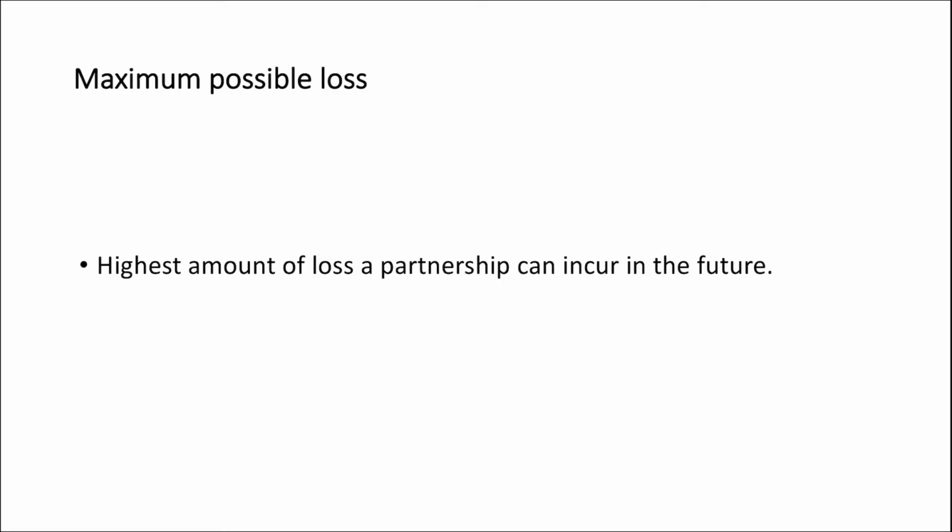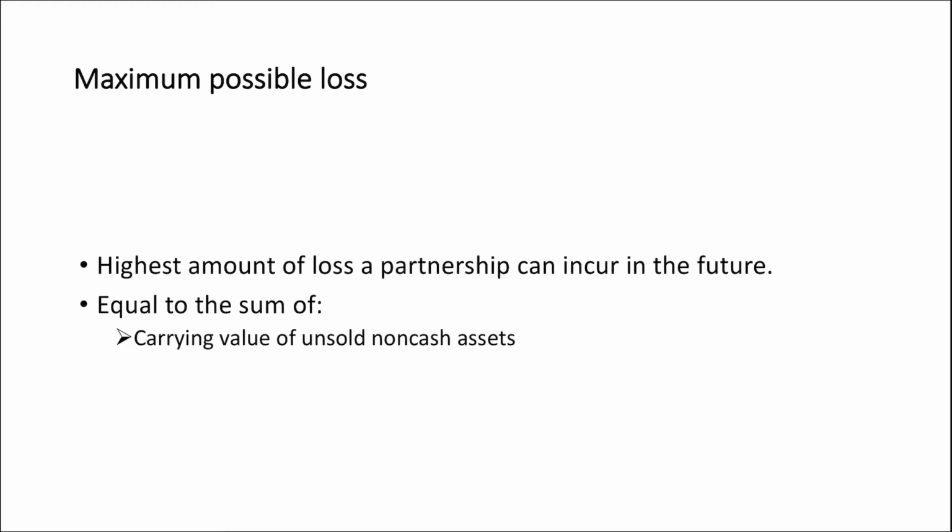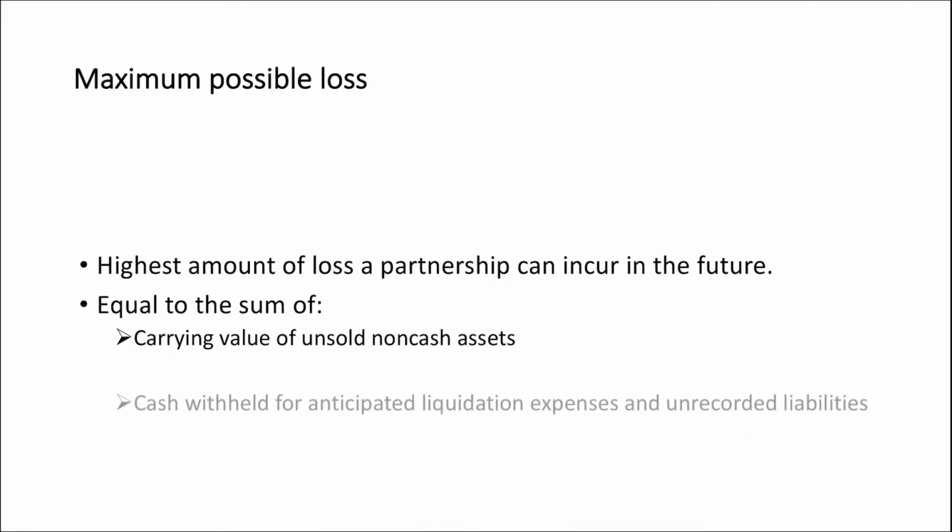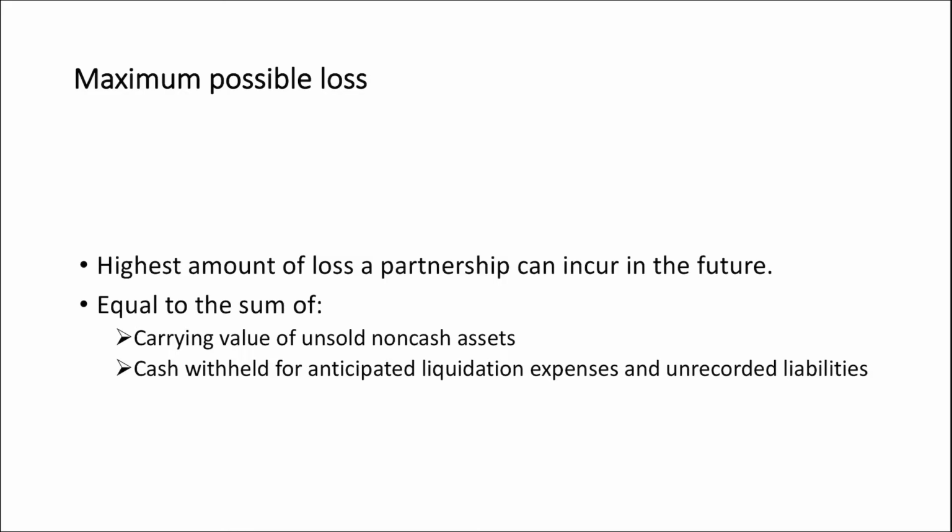So pag sinabi nating maximum possible loss, ito na yung pinaka-worst loss na may incur ng partnership in the future, no? So how do we determine the maximum possible loss? It is equal to the sum of the carrying value of unsold non-cash assets plus cash withheld for anticipated expenses and unrecorded liabilities. Pag sinabi nating withheld, ito yung perang itinabi mo for your future expenses and any unrecorded liabilities.